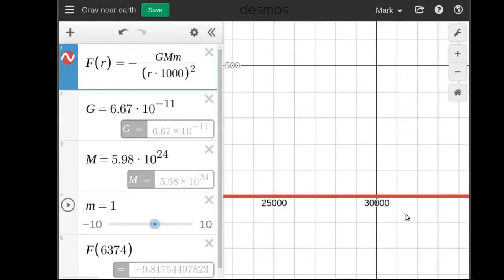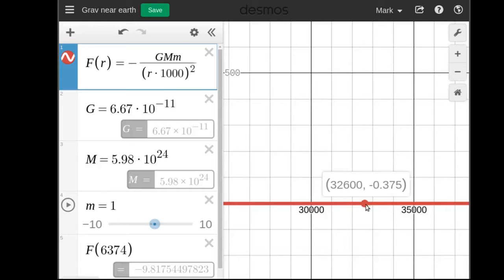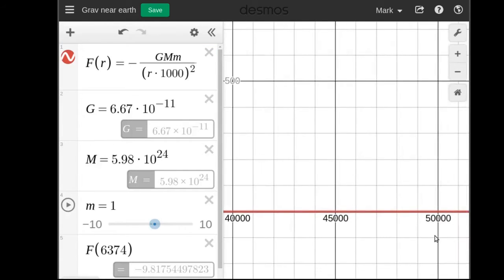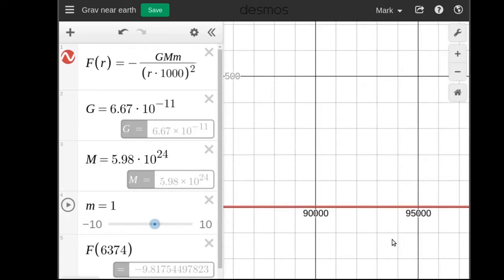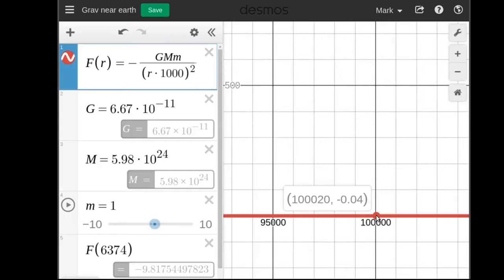And then I just wanted, for fun, to think about what happens if you keep going farther and farther out? Let's go all the way out to 100,000 kilometers, which is about a third of the distance to the moon, and it is still a measurable 0.04 newtons.